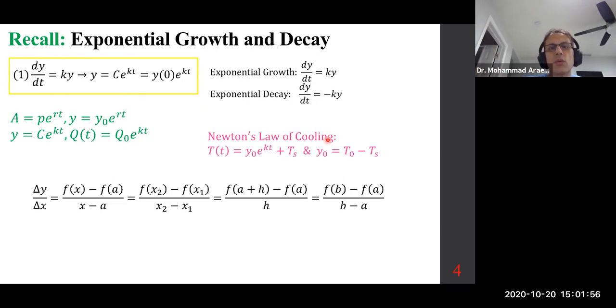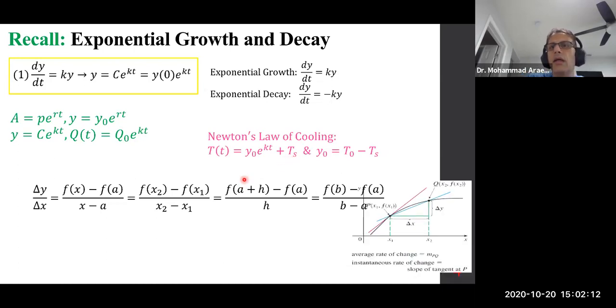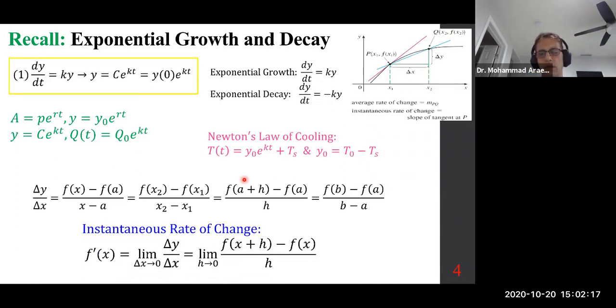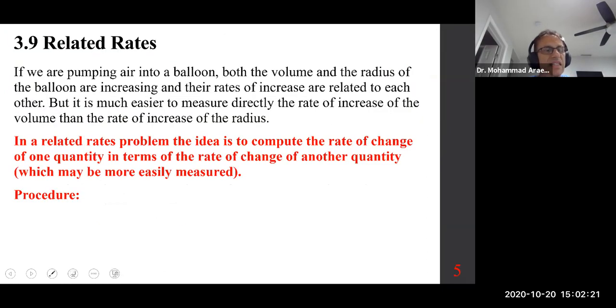Newton's law of cooling was discussed, where capital T represents the temperature, lowercase t is the time, and y sub 0 is the difference between the initial temperature and T sub s, which is the surrounding temperature. And then related rates is coming up right here. So let's go to related rates.